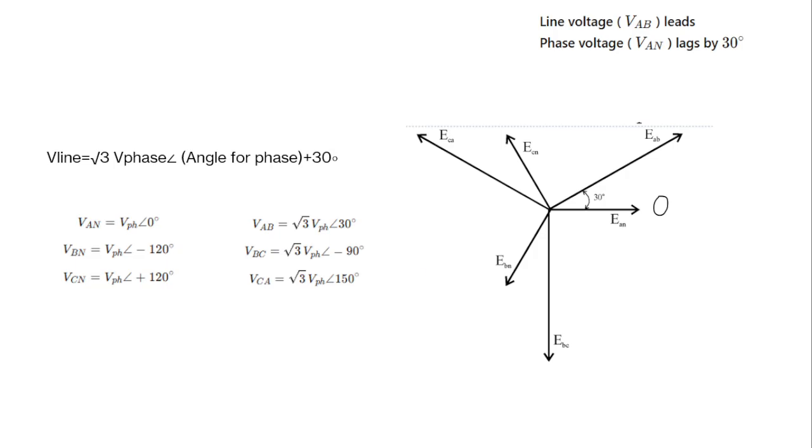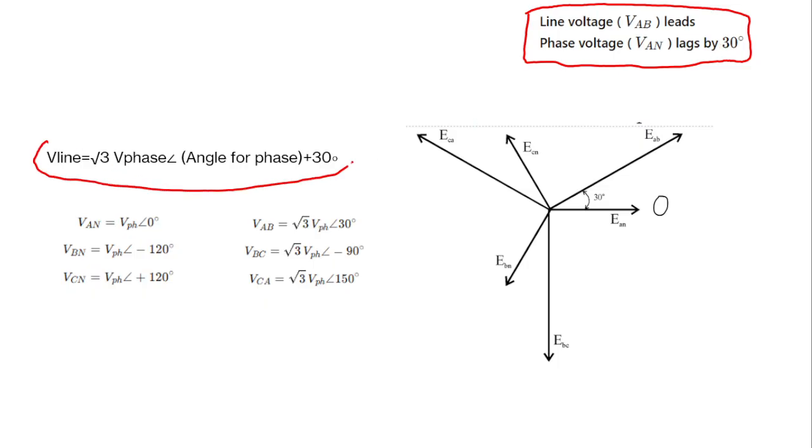Alright, so this is summarizing what we did before. I had a lot on the slide, but we know this. So the line voltage leads by 30 degrees, and vice versa, the phase voltage will lag by 30 degrees, right? We know this already. So let's break it up. The V line will be root 3 V phase, which is your magnitude. And then the angle will be the angle for the phase plus 30 degrees.